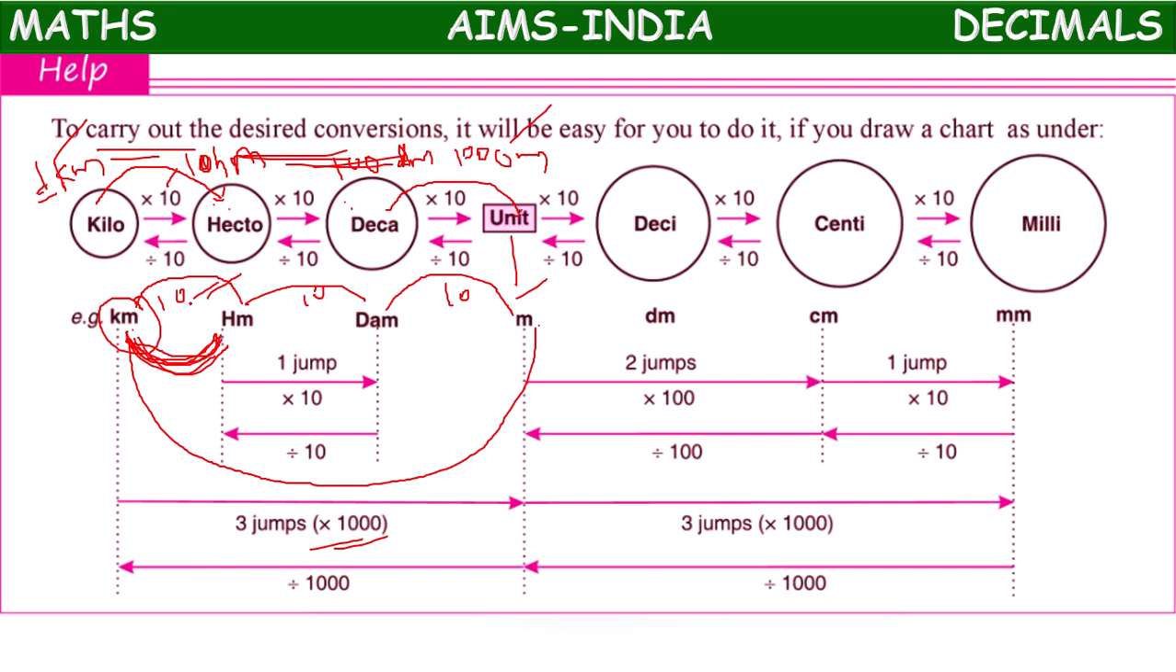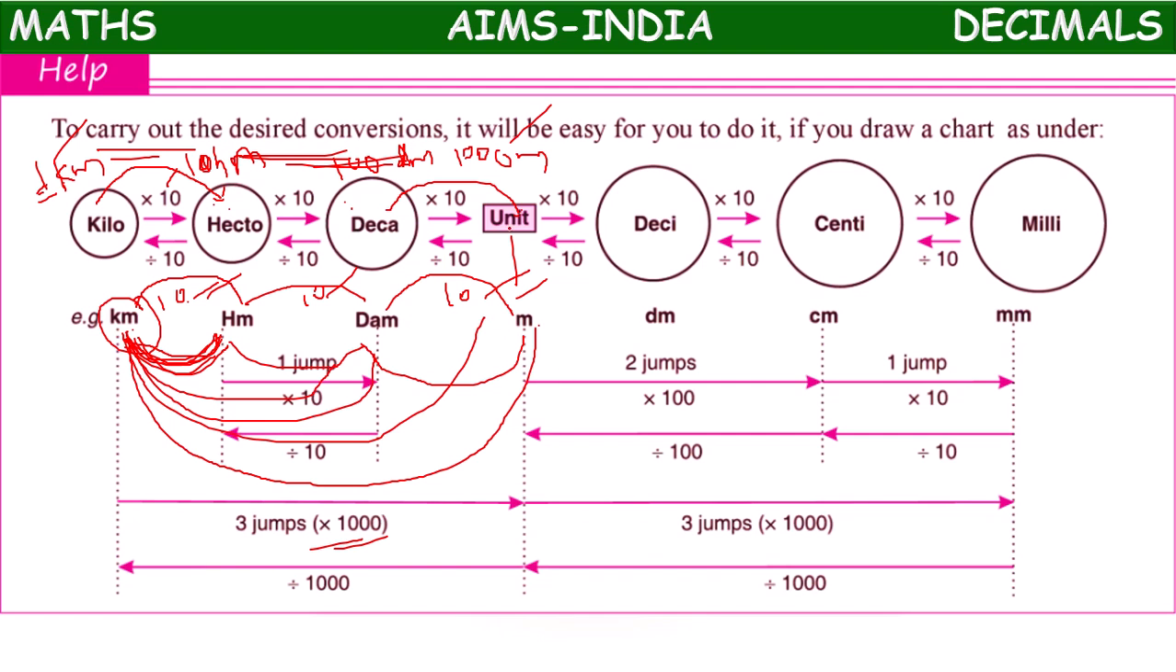Kilo to hecto, multiply with 10. Hecto to deca, multiply with 10. Deca to meter, multiply with 10. Or kilo to deca, 10 into 10, multiply with 100. Kilo to meter, multiply with 1000. Like that.